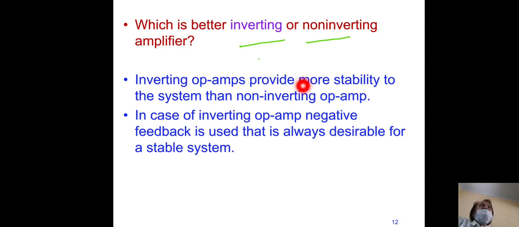You already know class A, class B, class AB and class C amplifiers. How they behave depends on the operating point. In class A amplifiers, the conduction angle is 360 degrees. Why 360 degrees? Because the operating point sits at the center of the active region, so whatever input signal you apply, the output signal follows it in the same way.